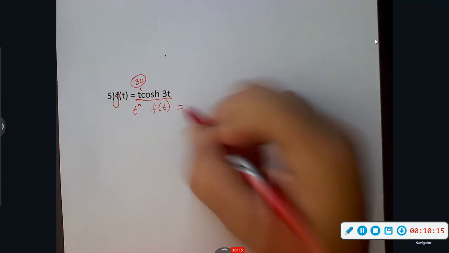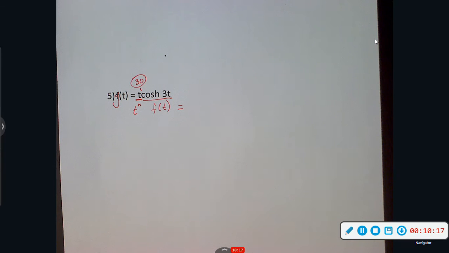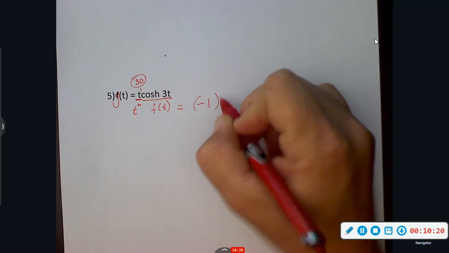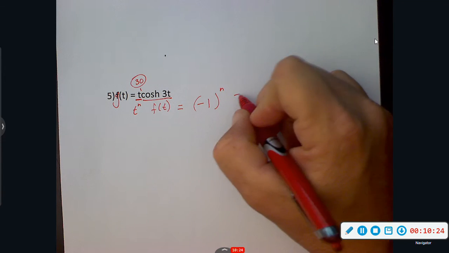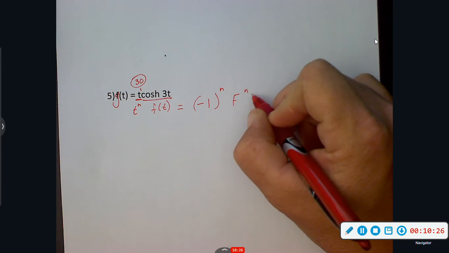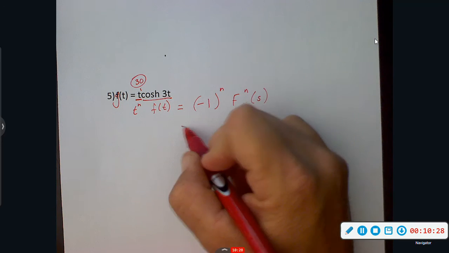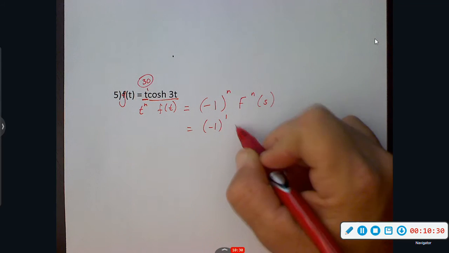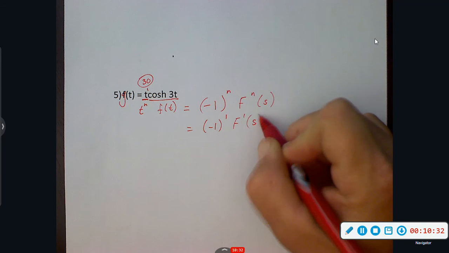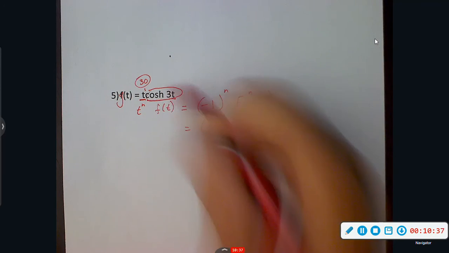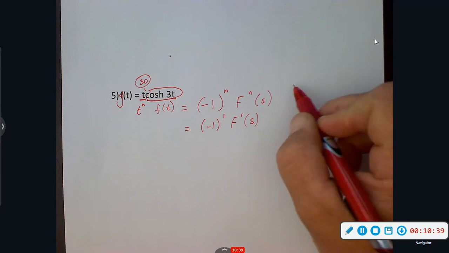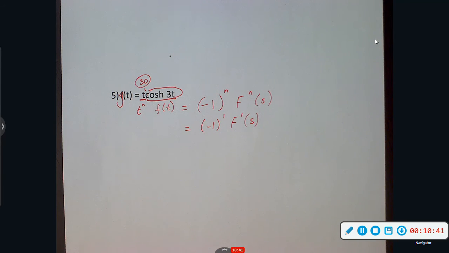So if you look at the formula on number 30, it's negative 1 to some n power, and then f to the n of s. And then we know n is 1. So negative 1 to the first power, and we're going to do the Laplace transform of the first derivative. All right, so now we need to identify this part. So let me make sure I have plenty of room. Let's do that over here.